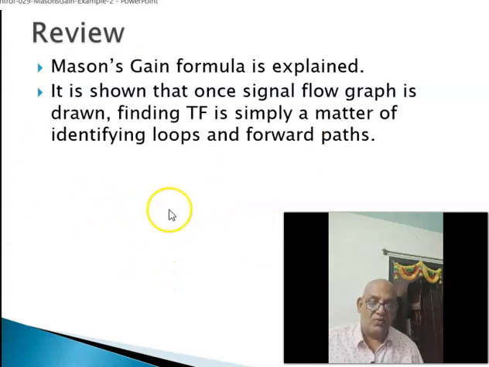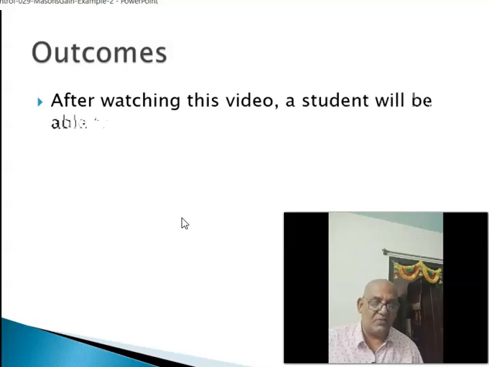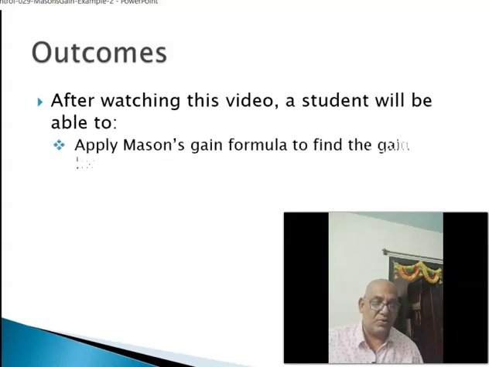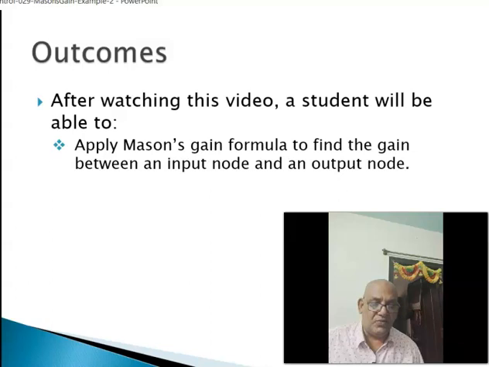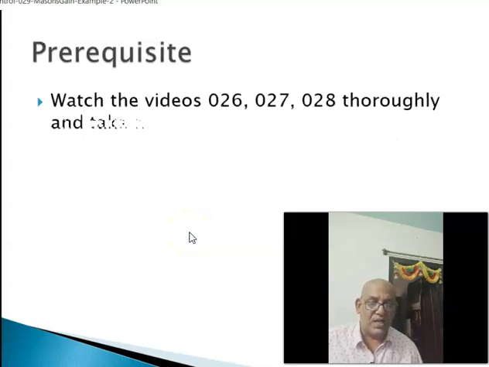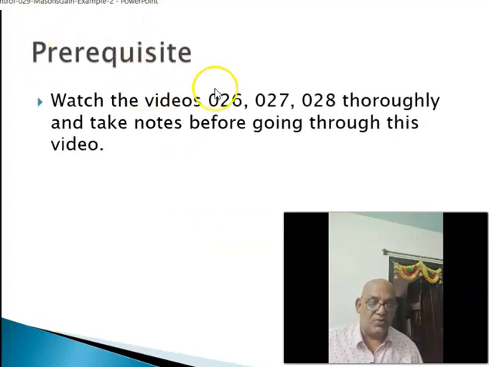The outcome of this video is that after watching it, you will perhaps be able to apply signal flow graph and Mason's Gain formula to find the gain between any input node and any output node in a signal flow graph. Having said that, I would strongly encourage you to watch videos 26, 27 and 28 thoroughly. Take notes and keep them handy before going through this video. With that said, let us look at an example and conclude this video.